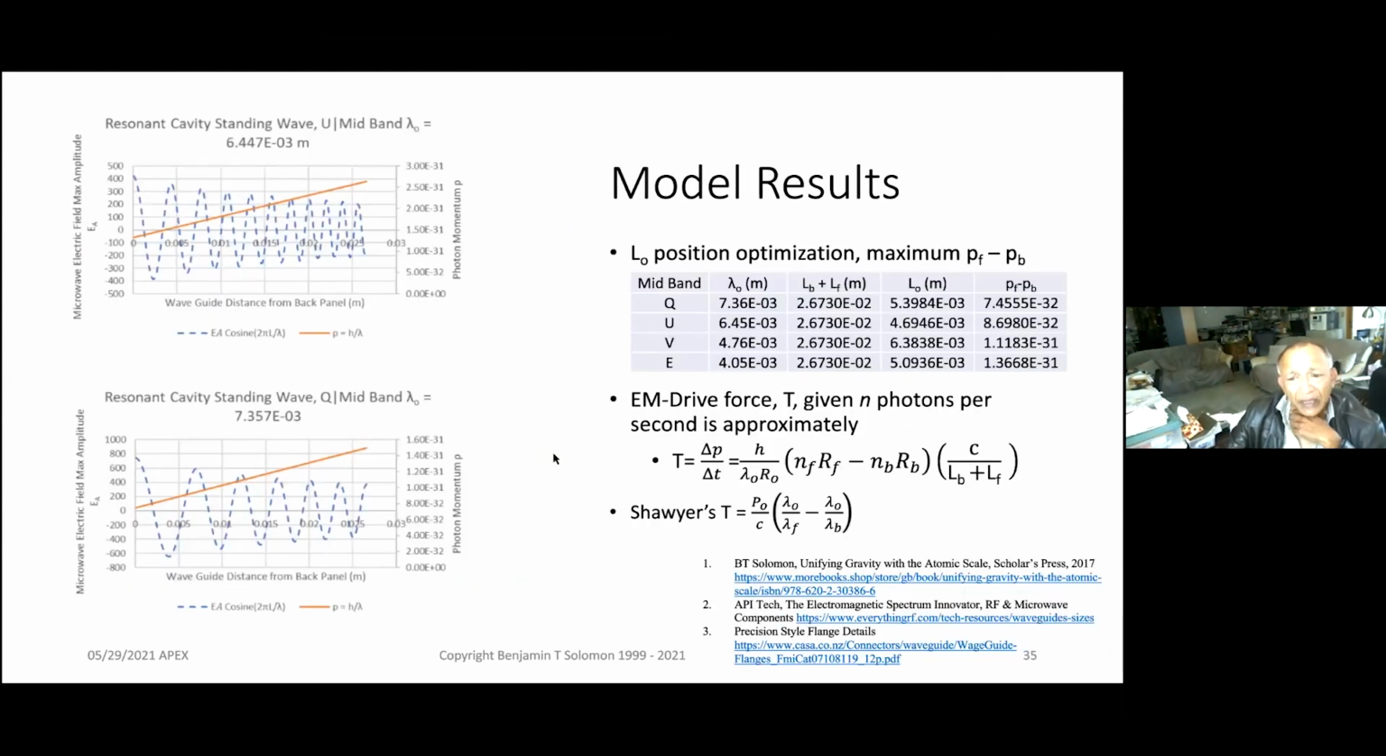Okay, and then when you look at the model results, these are the bands Q, U, V, E for these wavelengths. This is a mid-band wavelength for the respective microwave bands. And this is the total length, which is from the O, this is the back, and this is the front F. So you combine the two, you get the total length. This is the position of O in the microwave.